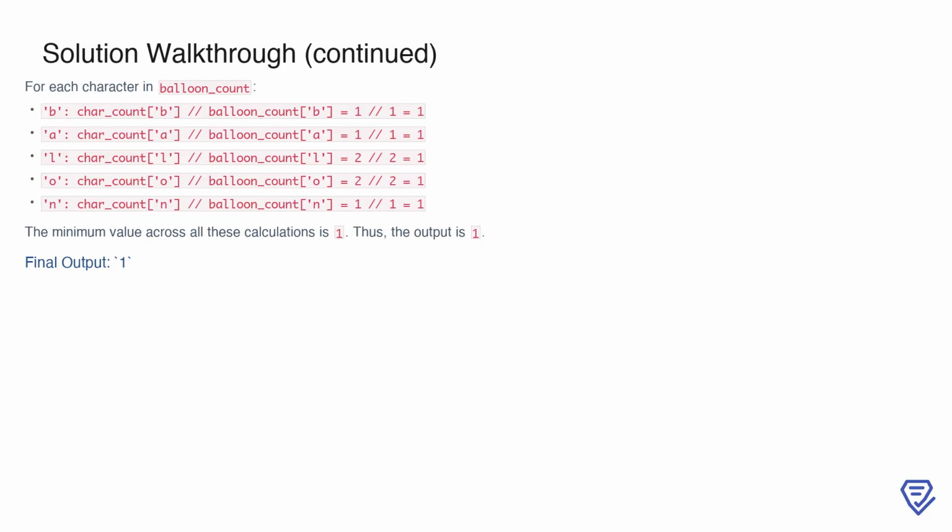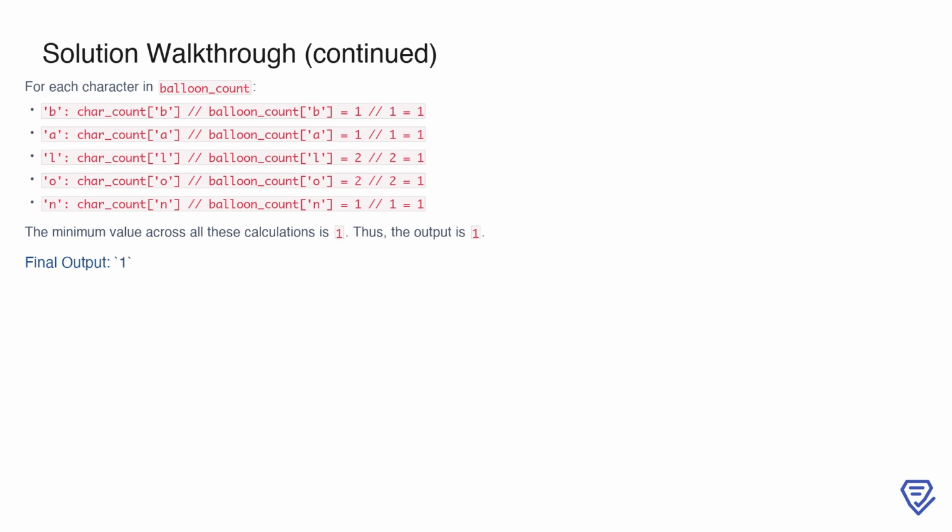For B, we take char_count[B] / balloon_count[B], which is 1 / 1 equals 1. For A, it is 1 / 1 equals 1. For L, it is 2 / 2 equals 1. For O, it is 2 / 2 equals 1. Finally, for N, it is 1 / 1 equals 1.